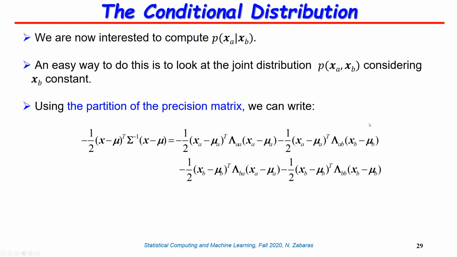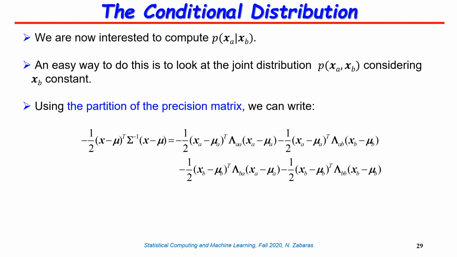So what I'm going to do is expand the quadratic form using the partition. Sigma minus 1 is the precision matrix lambda. When you write the partitioned precision matrix and the partition of x minus mu, in terms of xa minus mu a and xb minus mu b, and you do all the multiplications, this is what you get. You get these 4 terms. And now I only need to keep the terms that involve xa.